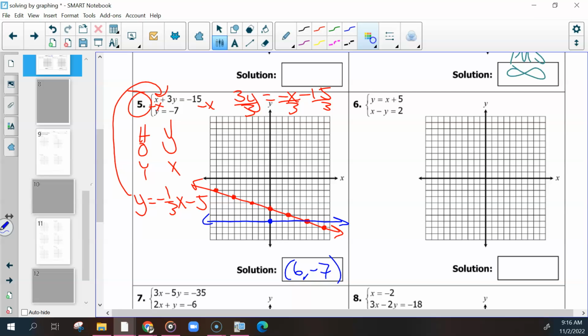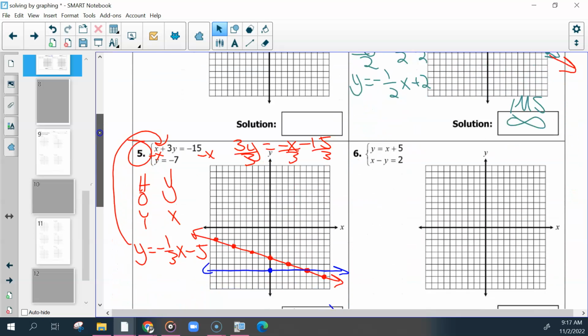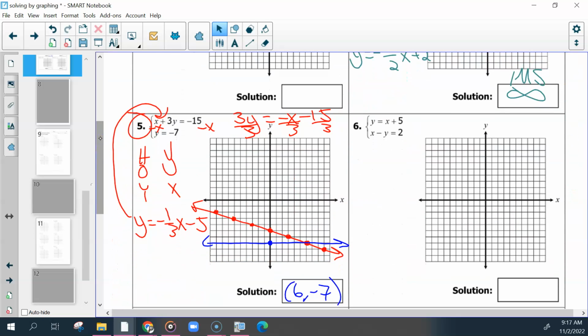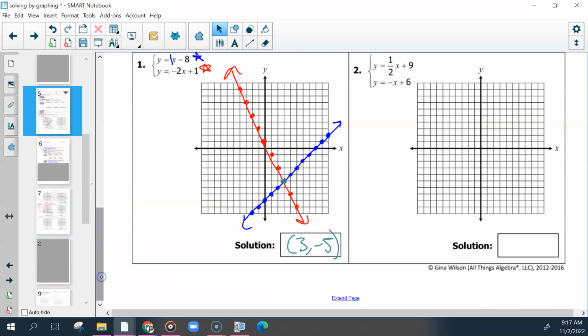I'm going to show you two things. One is how you can check yourself in the calculator without doing it algebraically. And then the other is if you're at home, how you can check yourself using Desmos. I'm going to go back to the front of this, and I'm going to put number 2 in my calculator. So do this with me.